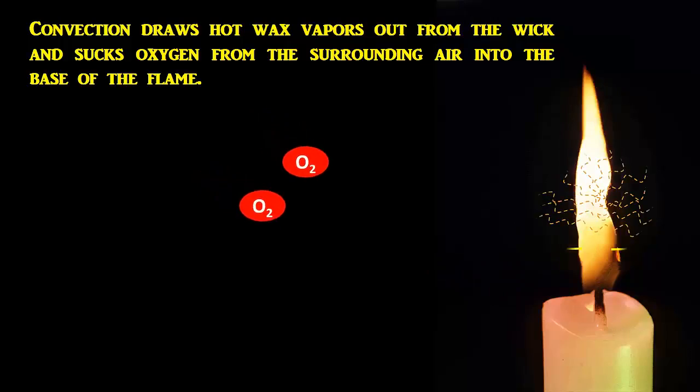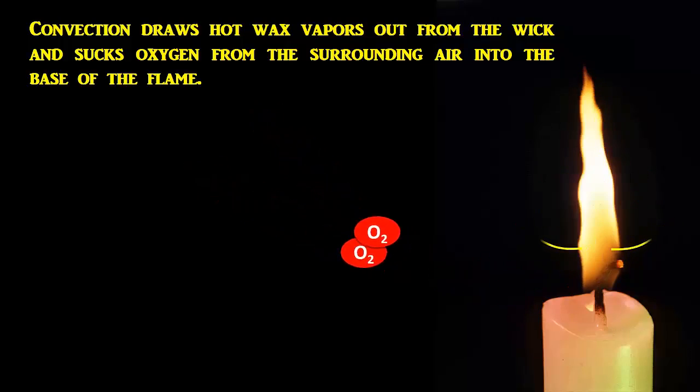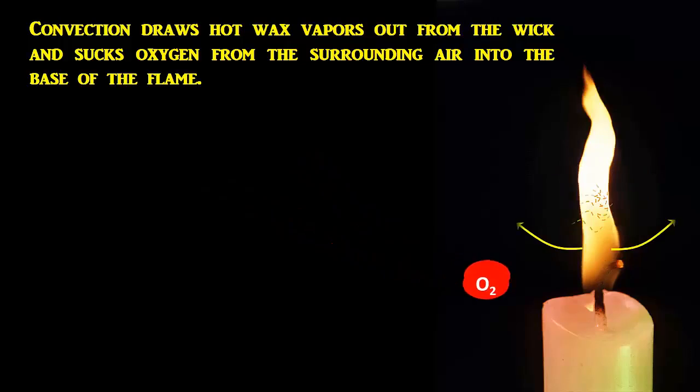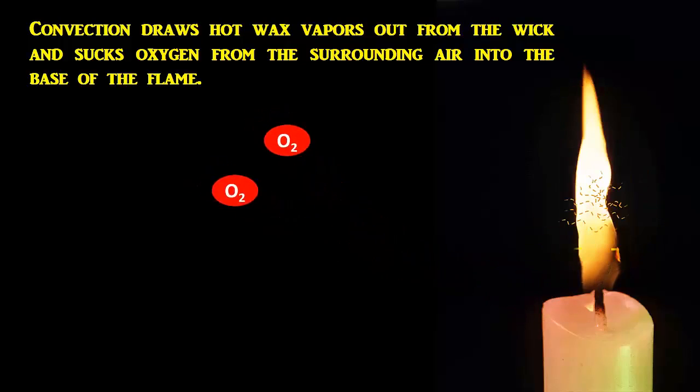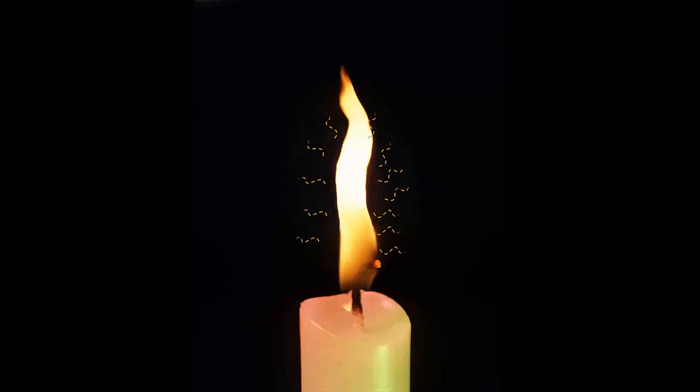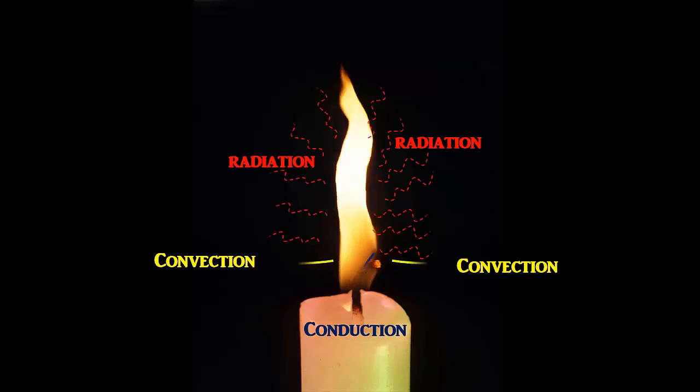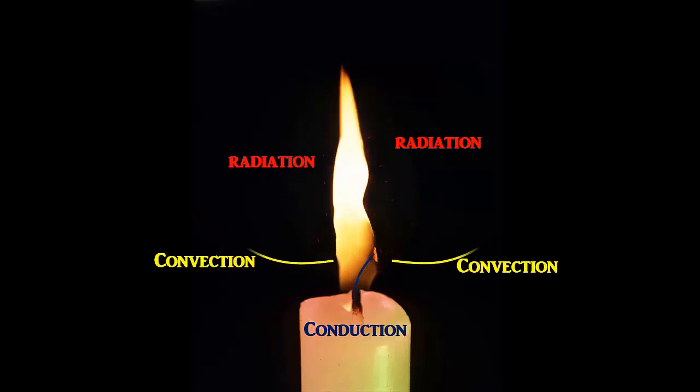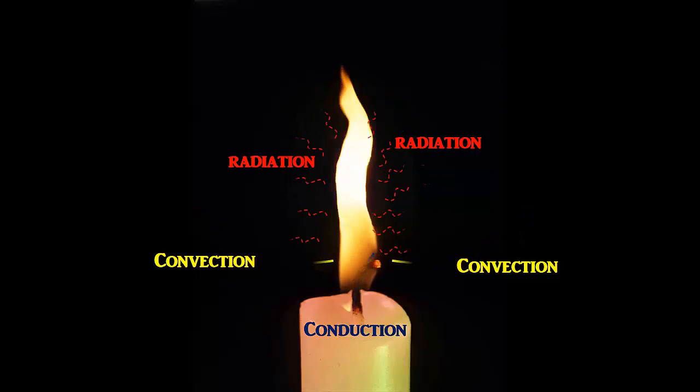Convection draws hot wax vapors out from the wick and sucks oxygen from the surrounding air into the base of the flame. The flame also gives off invisible beams of heat in all directions by radiation. Since the wax never burns perfectly, a little smoke is produced. It often leaves a black carbon deposit on nearby walls or the ceiling above where the candle is burning.